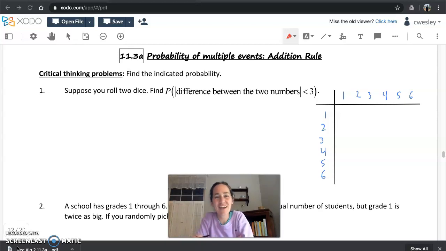Hey, it is time to start 11.3. We're going to talk about probabilities of multiple events today, beginning with a rule that we'd like to call the addition rule. To get us started, I put together a couple critical thinking questions, and I would love for you to take your own look at 1, 2, and 3. They're taking the questions from the previous lesson a step further, and I want to see what you could come up with before we go over them together. So pause the video, give 1, 2, and 3 a try. Come on back, and then let's take a look at number 1.